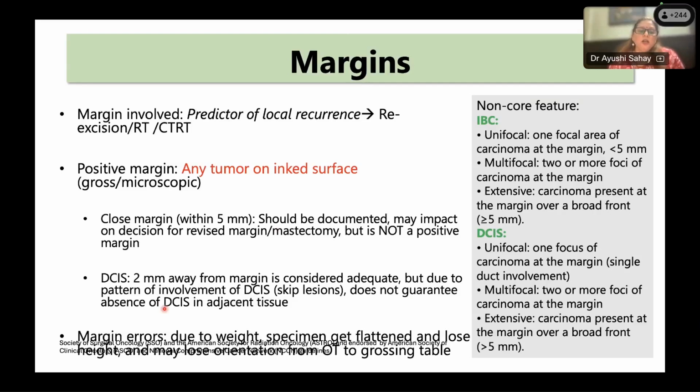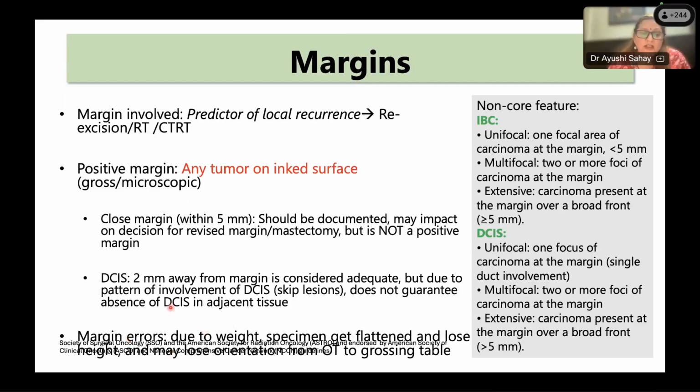And why? Because in DCIS you can have skip involvement. So just the absence of DCIS at the margin or at the ink does not mean that there is no DCIS elsewhere. So that is why 2 millimeter is considered the adequate margin for DCIS.